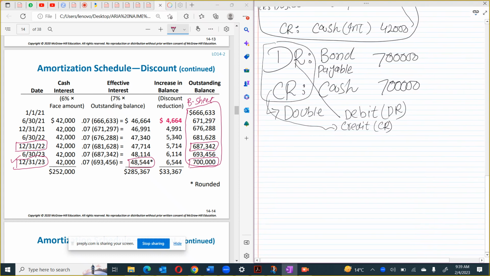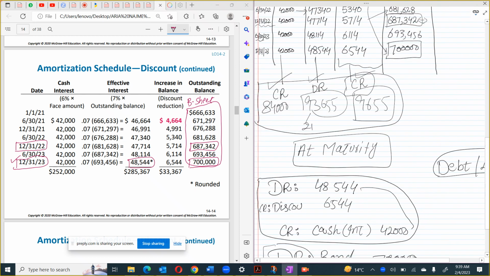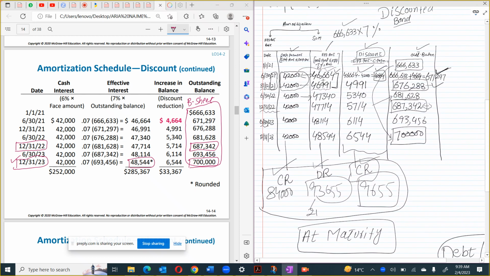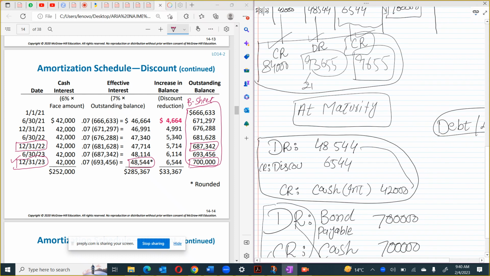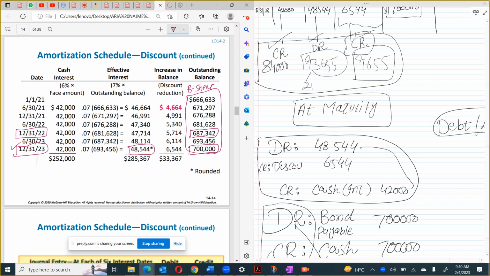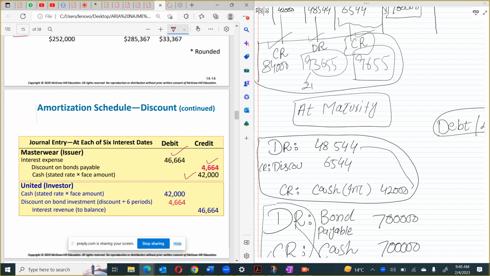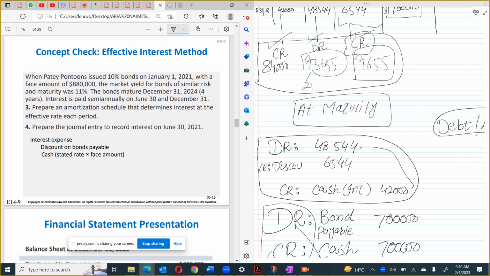No, thank you. Okay. So what we have learned so far: whenever you see the question, you have to focus on the requirement. If the requirement is to calculate the value at maturity, or the double entry at maturity, this means you have to complete the table. Now I will move to the homework, because we are done with this.